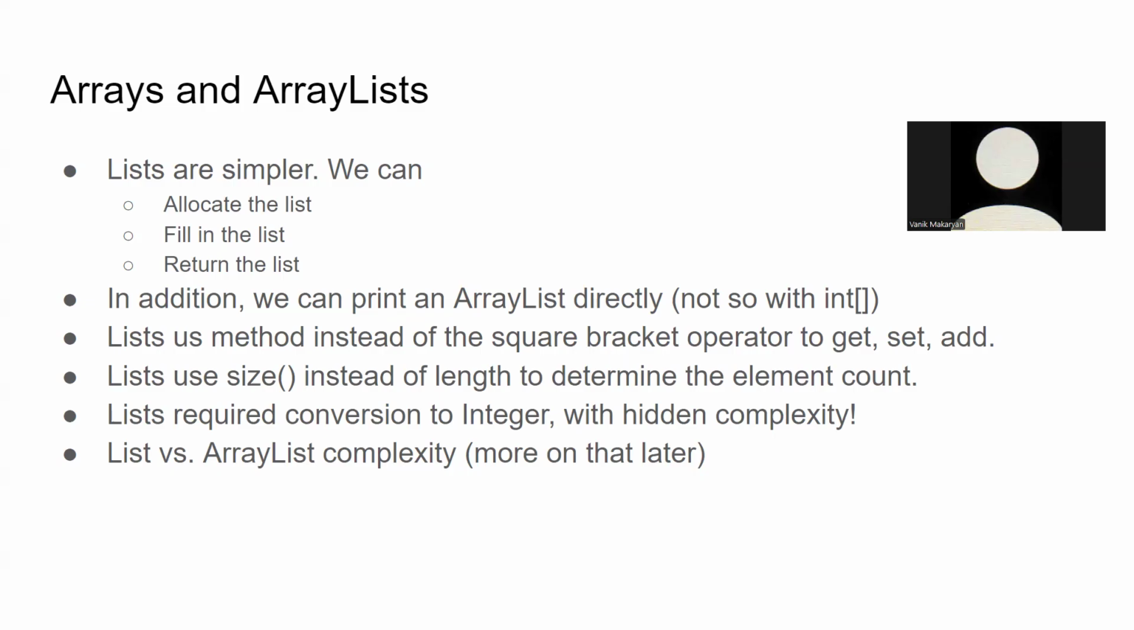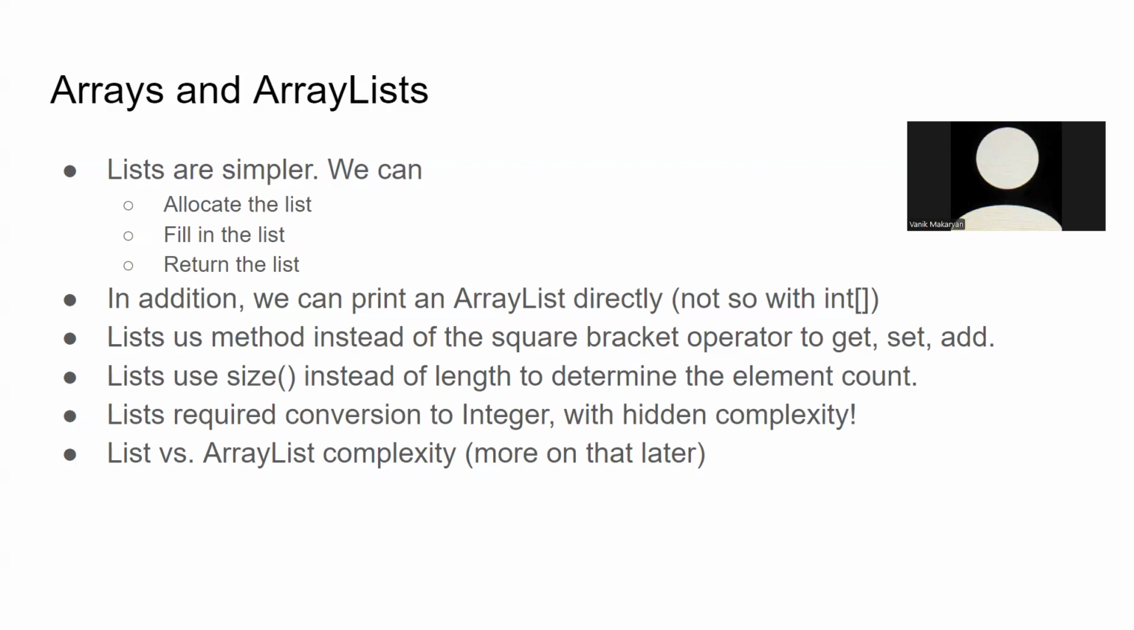Lists require the conversion to wrapper types. So lists cannot contain primitive types. They can only contain the wrapper types for primitive types. You remember that? You remember what primitive types are, right? How many of them are there? How many? 8. Good.